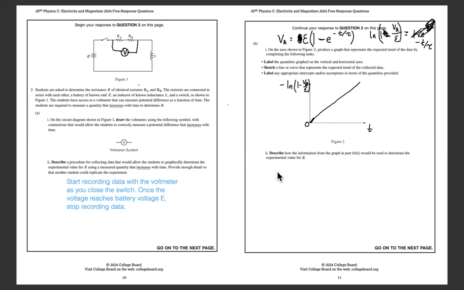How would you use that information? The slope is going to equal 1 over the time constant, and the time constant is L over R, so the slope is going to equal REQ over L, which should actually then tell you that the slope multiplied by L should actually equal 2R because they're in series. So R should equal L times the slope over 2 then.